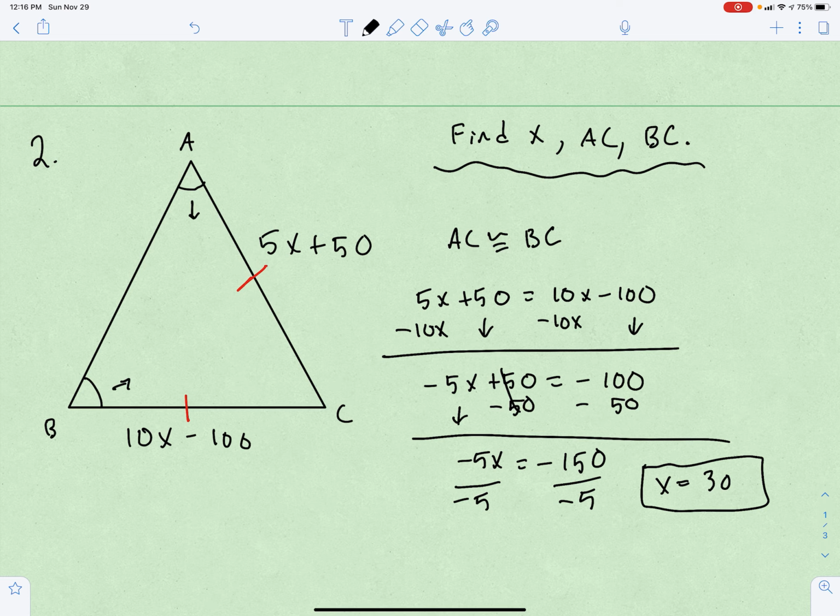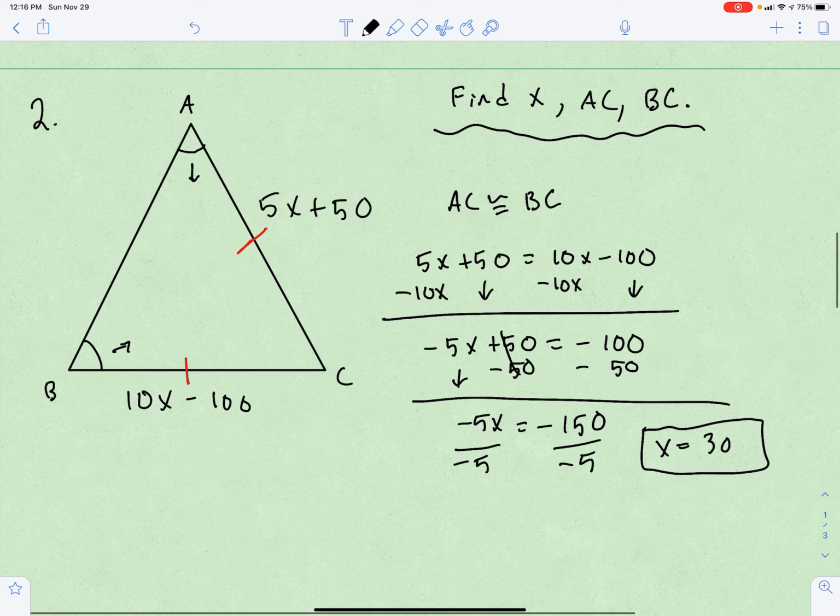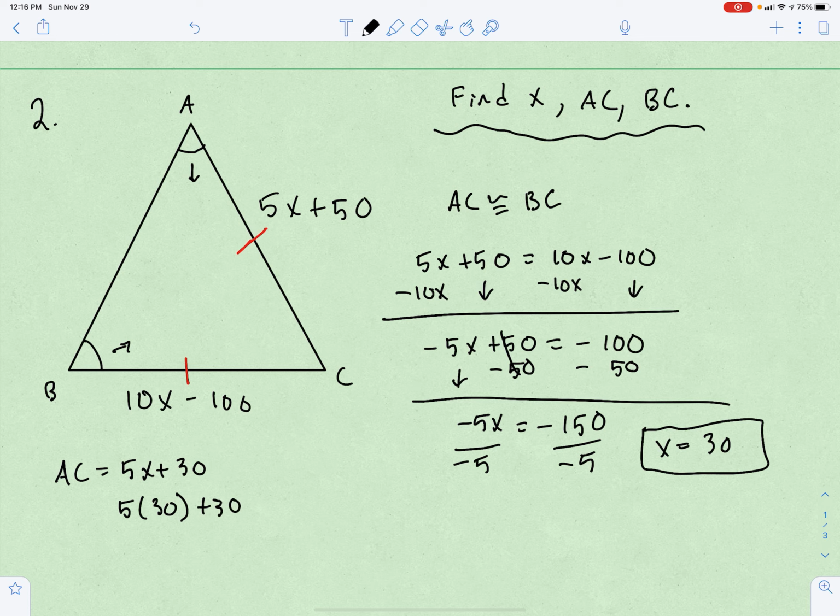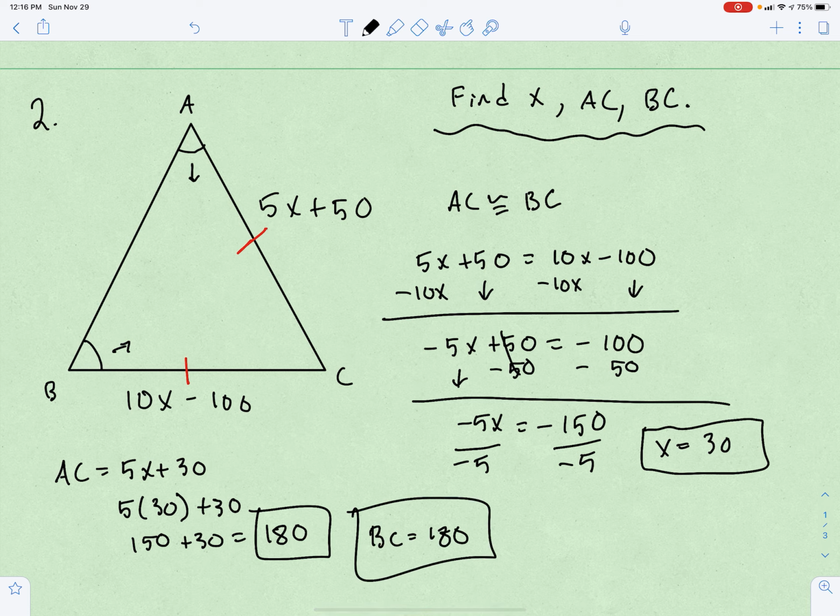Now that I know what x is, I have to find out what AC and BC are. So I know that AC is equal to 5x plus 30. I'm going to take that x and plug it back in. So that's 5 times 30 plus 30. 5 times 30 gives me 150. Plus 30 would give me 180. So I know that AC and BC are the same, so I'm not even going to do the math for the second one. BC is also 180.